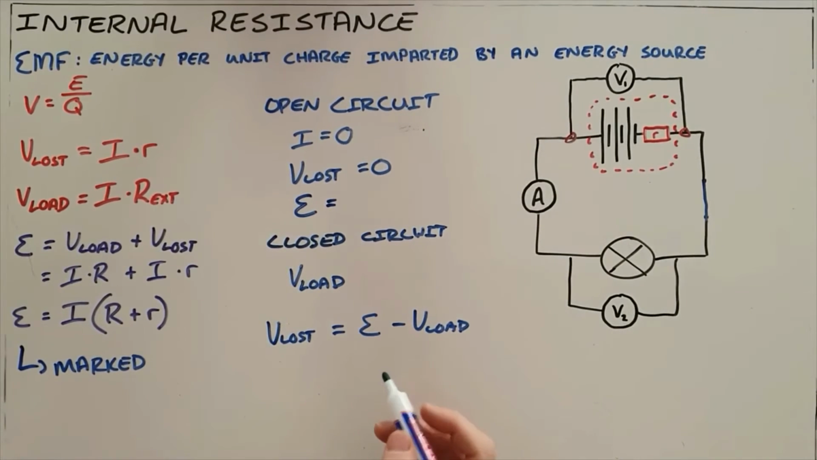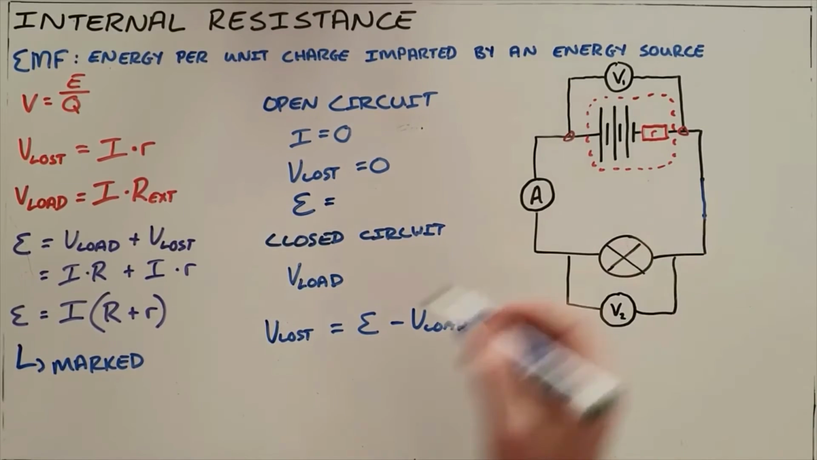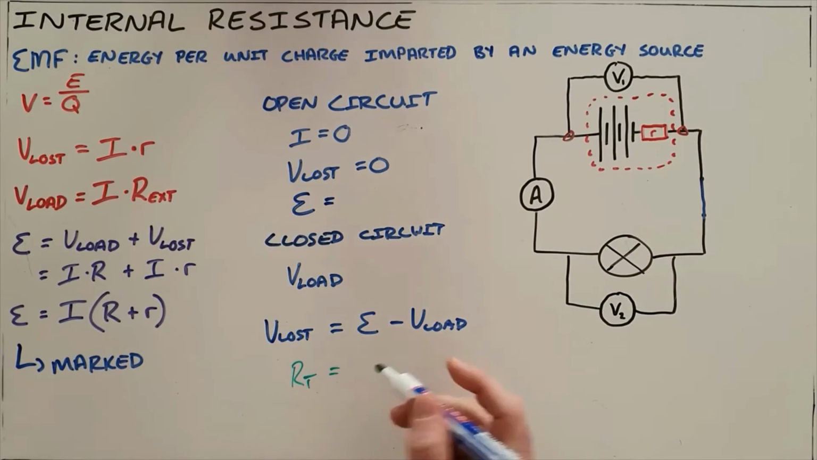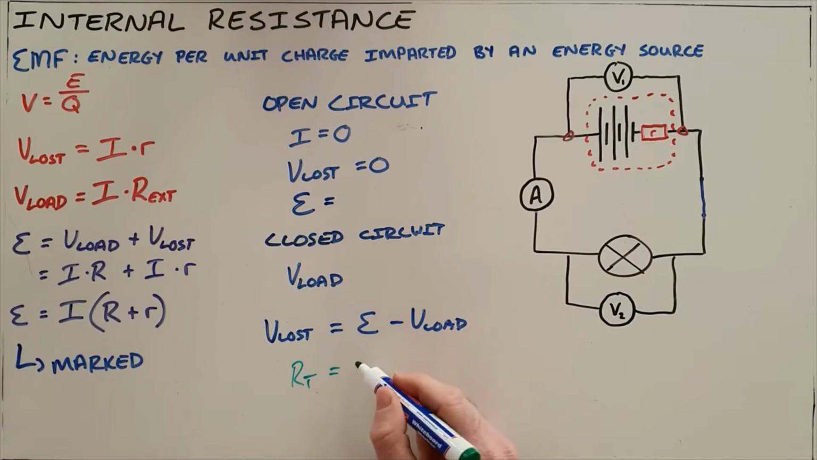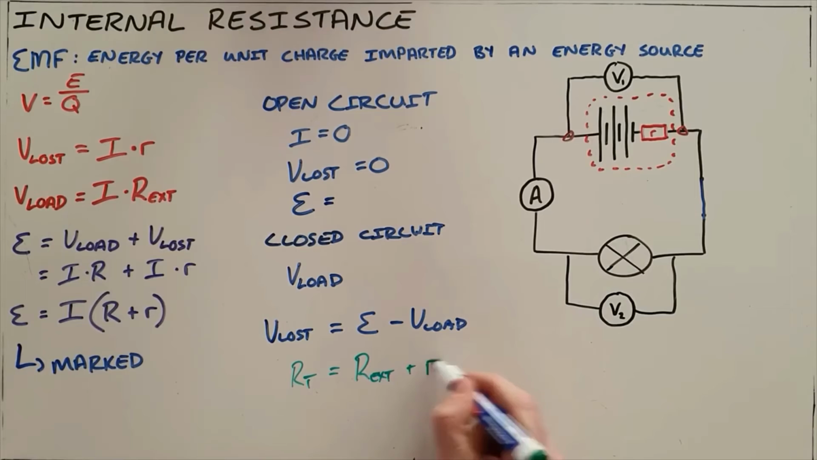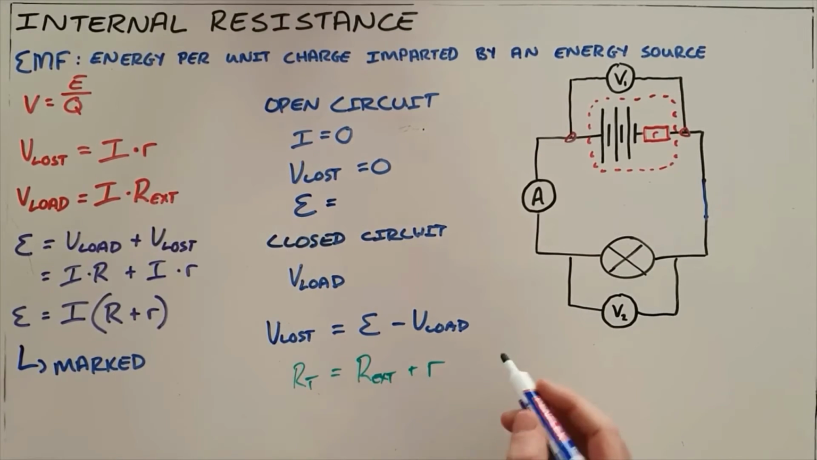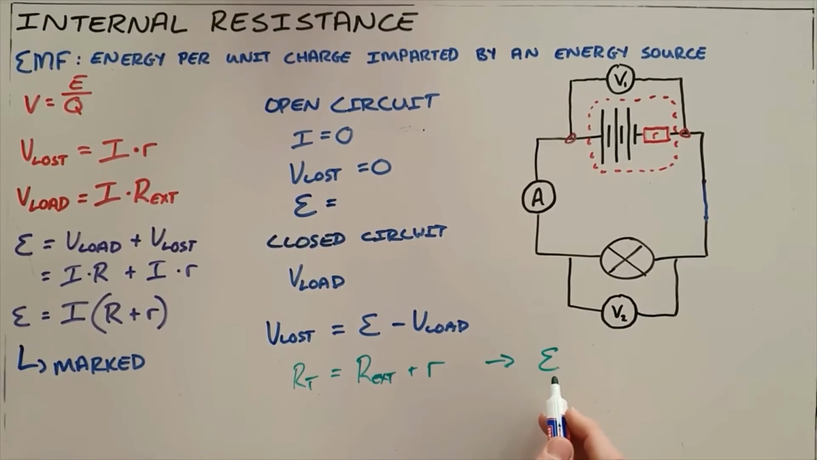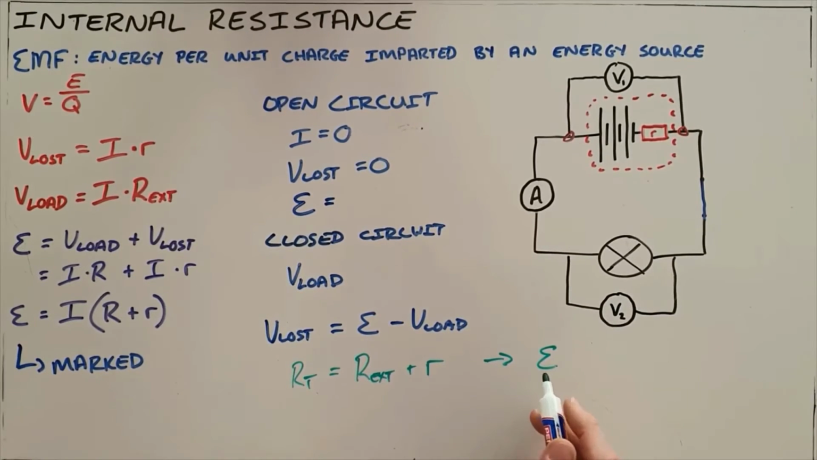Finally, it's important to remember when using Ohm's law that if you are using R total, you need to specify whether that includes only the external resistance or external plus internal, because if it includes both of these, in order to successfully use Ohm's law, you must then use the total amount of energy provided by that circuit.